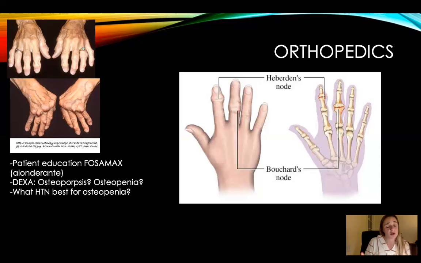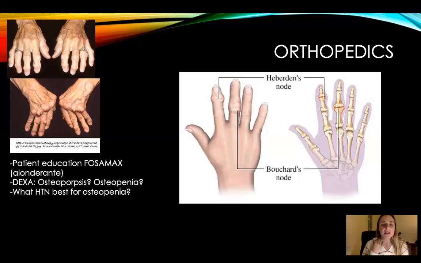Let me just, since we're talking about joints and bones here, let's talk about patient education for Fosamax. Fosamax. What is Fosamax? Alendronate. It is a biphosphonate. You give biphosphonates to patients who have thin bones. Thin meaning that they're losing the density, the substance to them. All right. So you would give these to people who have osteoporosis.